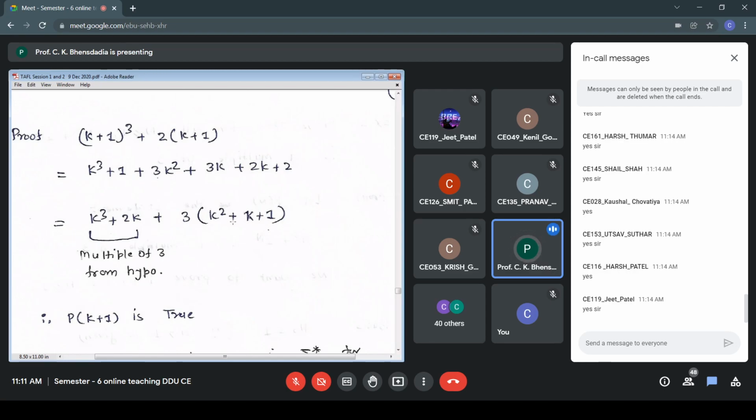Rikin, Shail, Kaushal, okay, Utsav, Yash, Abhi, Love, fine, nice.